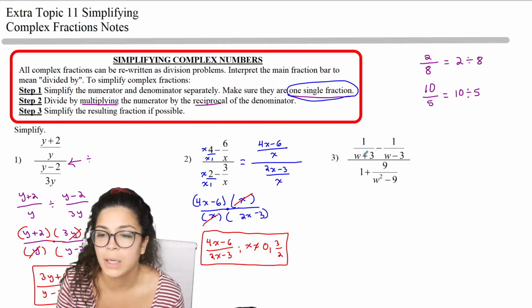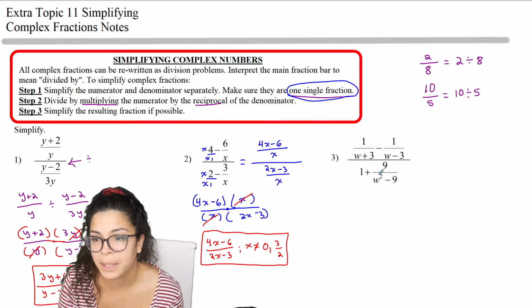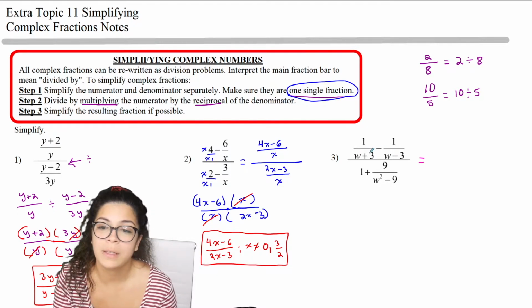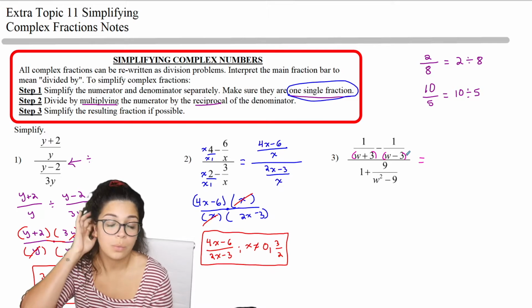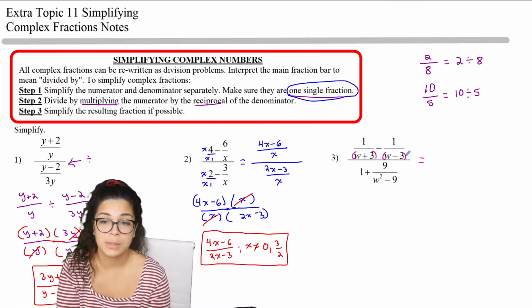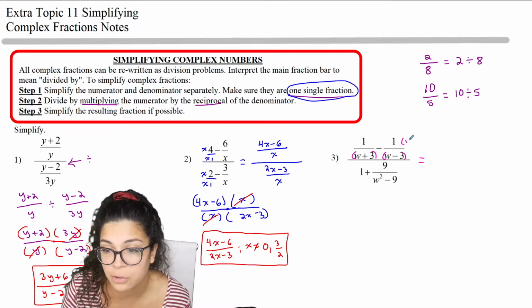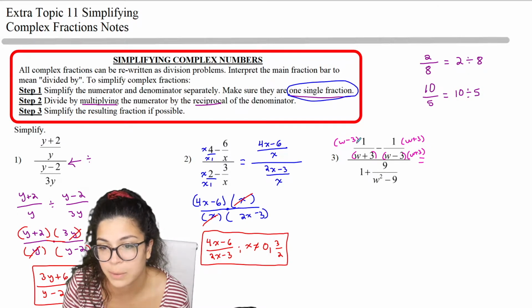On number 3, we have a numerator over a denominator. All right, there's a lot going on here. In order to combine these two, I will need to make these two denominators the same. Right now, one is w plus 3 and the other one is w minus 3. So I'm going to multiply the second fraction by w plus 3. And I'm going to multiply the first fraction by w minus 3.